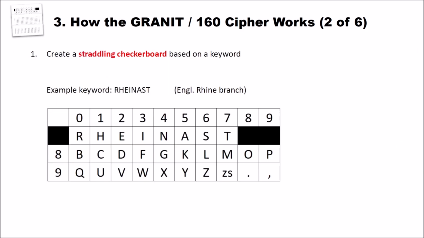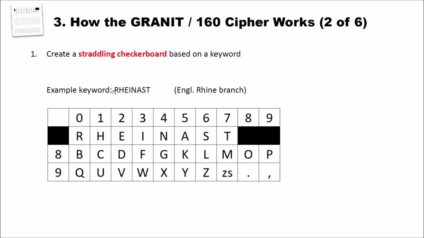First, we have to create a straddling checkerboard based on a keyword. We write down such a checkerboard, and then we write a keyword into the straddling checkerboard. And in this example here, and by the way, all the examples that are used in this video are originally Stasi examples from the original Stasi documents. So these are also in German.